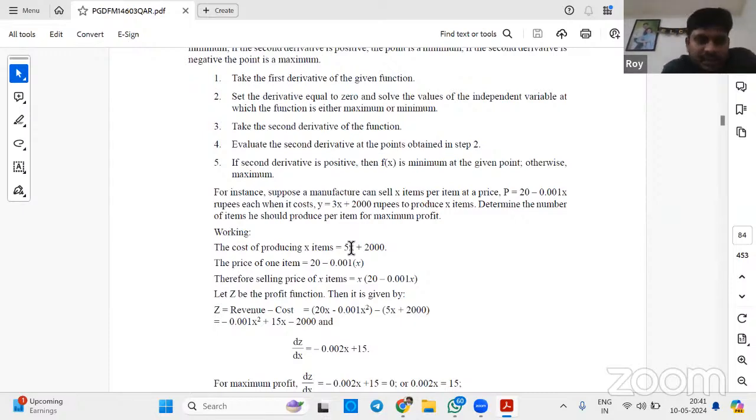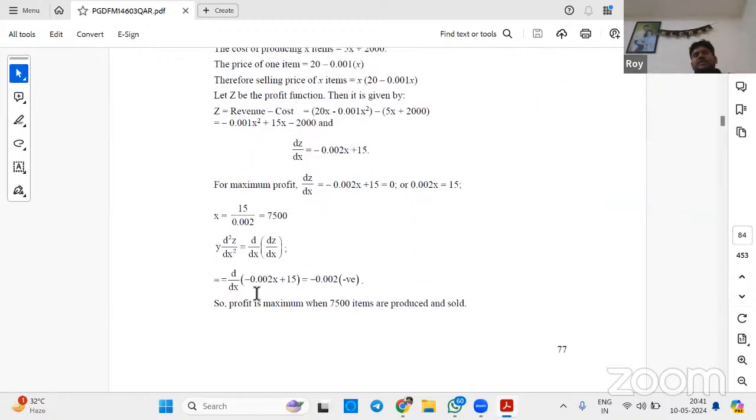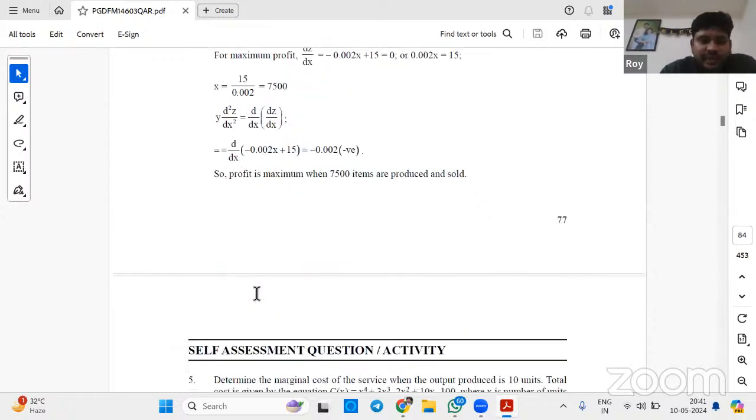Whatever. Now therefore the selling price of X items is equal to X into 20 minus 0.01. Z function is then given by revenue minus cost. Now the maximum profit that you can earn is by applying this: dz by dx is equal to minus 0.02x plus 15. The profit is maximum when 7,500 items are produced and sold.